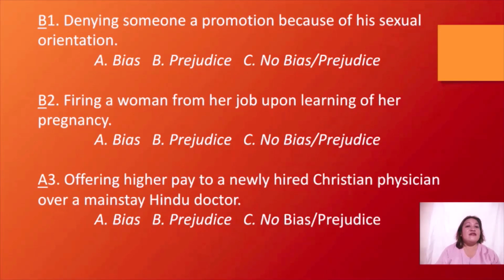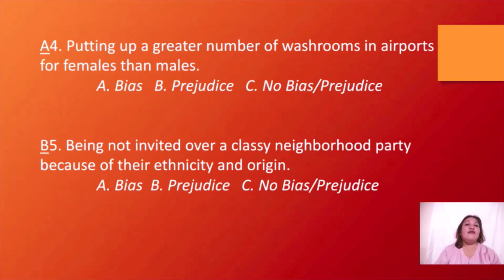Denying someone a promotion because of his sexual orientation. The correct answer is letter B, prejudice. Number 2, firing a woman from her job upon learning of her pregnancy. The correct answer is letter B again, prejudice. Number 3, offering higher pay to a newly hired Christian physician over a mainstay Hindu doctor. The correct answer is letter A, bias. Number 4, putting up a greater number of washrooms in airports for females than males. Correct. It's letter A, bias. And number 5, being not invited over a classy neighborhood party because of their ethnicity and origin. Of course, the correct answer is letter B.